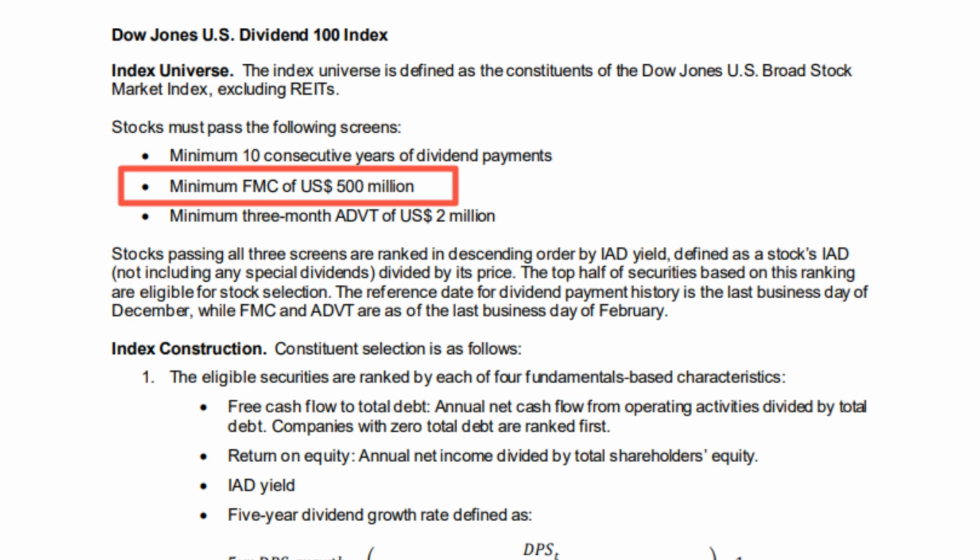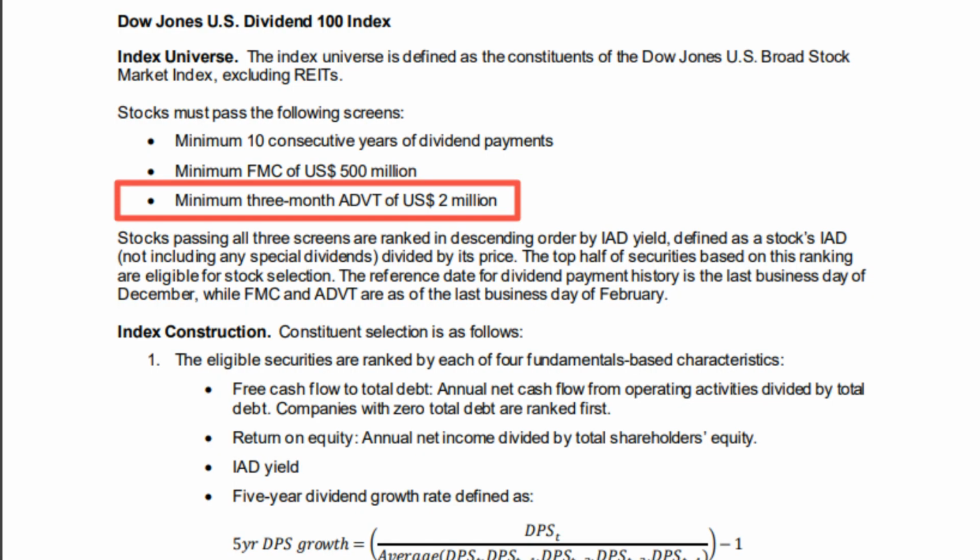FMC stands for float market capitalization. This is also, in my opinion, good because it screens for bigger companies which are more likely to be more stable and mature. The third filter is the average daily value traded. It basically screens for companies which have enough liquidity, which is also something positive because that means that the ETF managers won't be stuck with a company that no longer passes the criteria just because they can't sell it in the market.